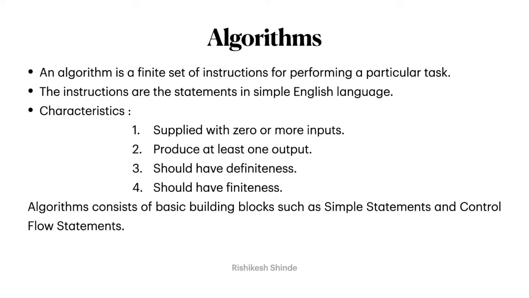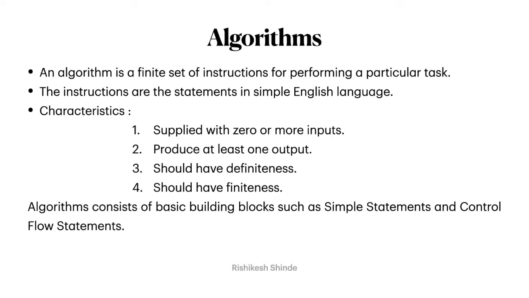Each algorithm should have definiteness, that is each instruction must be clear and unambiguous. And the fourth one is each algorithm should have finiteness, that is if we trace out the instructions of an algorithm, then for all the cases the algorithm will terminate after a finite number of steps, that is finiteness of the algorithm.